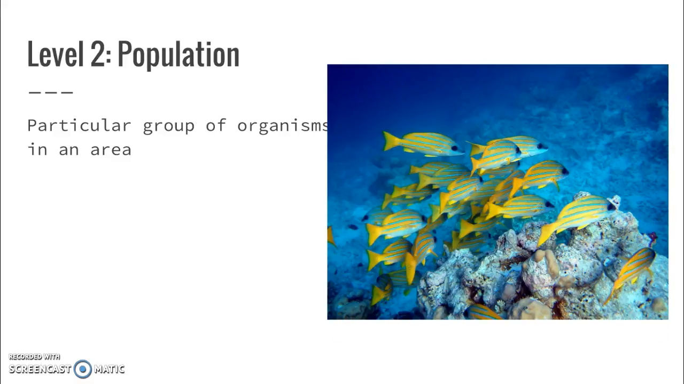So the second level is going to be a population, which is going to be a particular group of organisms in an area. So we had our organism, a fish. You can pick one of those fish on the screen. That can be an organism. And when it's grouped with a bunch of its own organisms, so its own kind, that's going to be a population of the same fish.